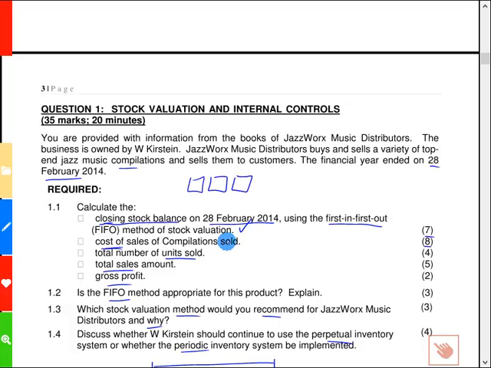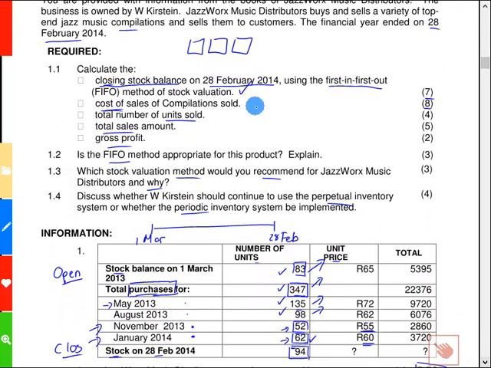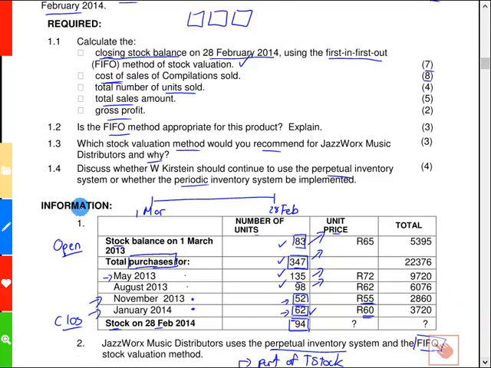Cost of sales of compilation sold. Right, so how on earth are we going to get the cost of sales from compilation sold? We've got the opening stock here, we've got the purchases, we've got the closing stock, and we know how many units are in each of those.